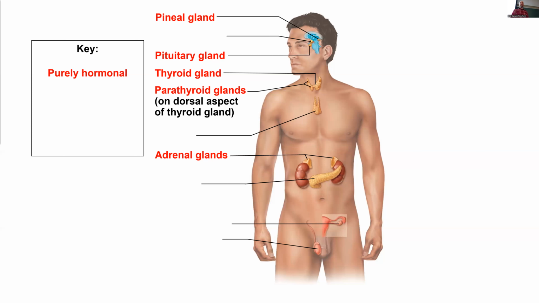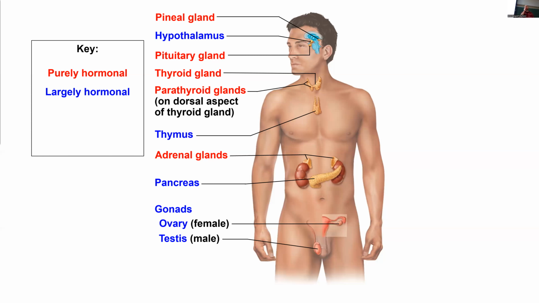We also have endocrine glands that are largely hormonal, but also serve other functions. And this includes the hypothalamus, which, as you know, is part of the nervous tissue of the brain. The thymus, as we've talked about, plays an important role for lymphocyte maturation and its role in the immune system. The pancreas, which releases digestive enzymes in addition to hormones. And then, of course, we have your gonads, which are ovaries in anatomical females and testes in anatomical males. We'll talk about these with a brief overview in a little bit.